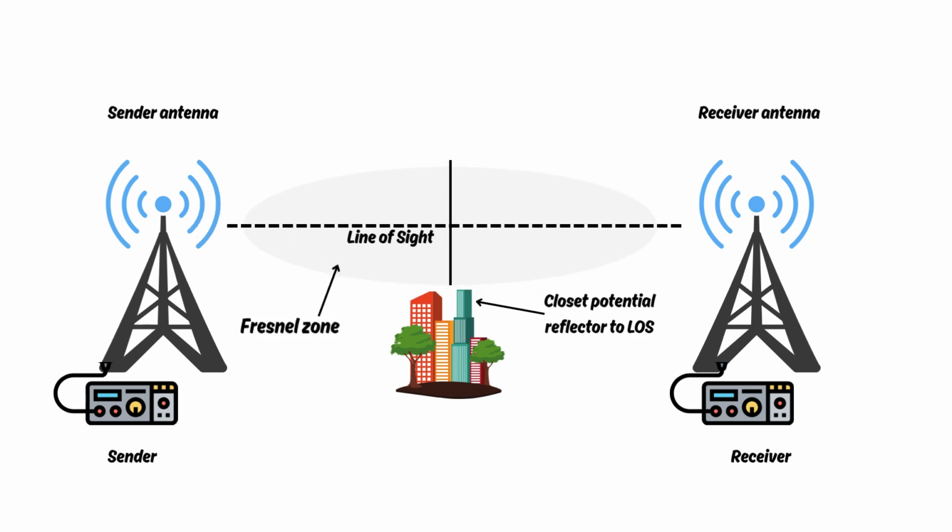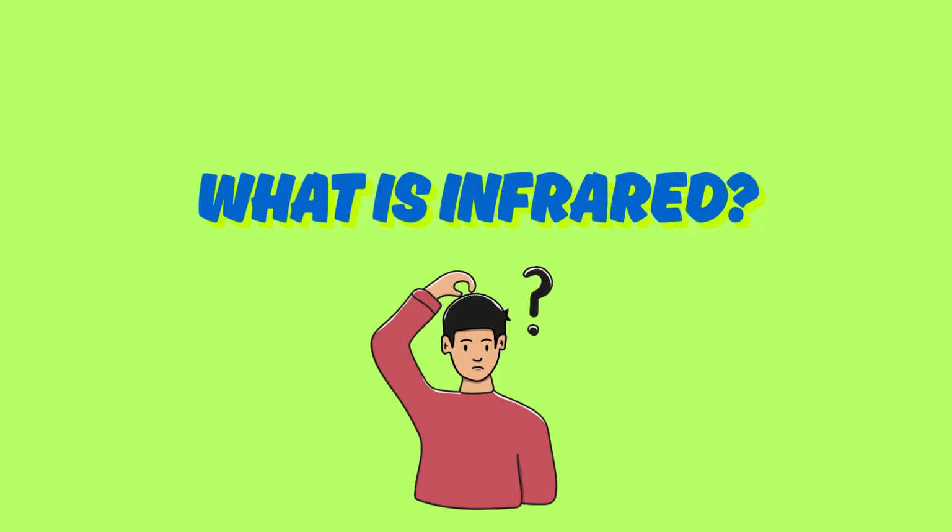This principle is crucial for high-frequency signals such as microwave and infrared waves, which do not easily diffract or bend around objects. If something gets in the way, like a mountain, a tall building, or even heavy rain, the signal can be weakened or completely blocked, disrupting the communication.